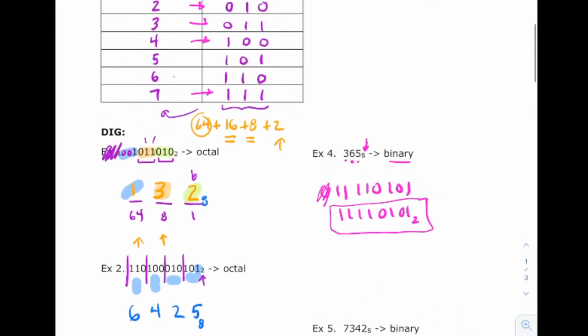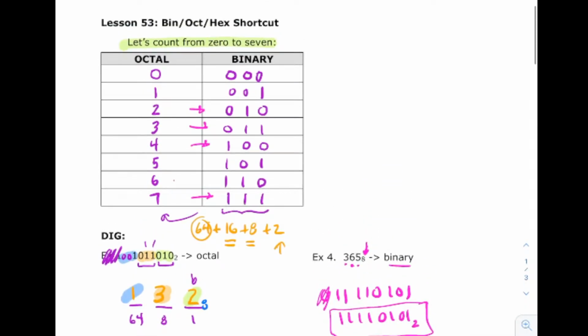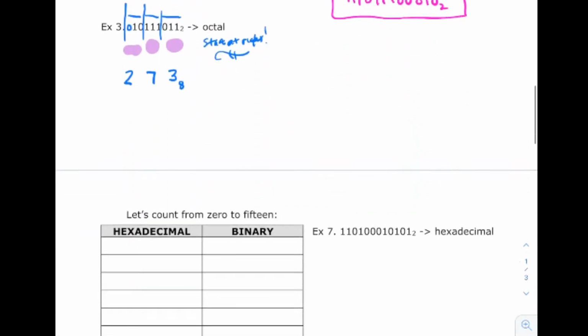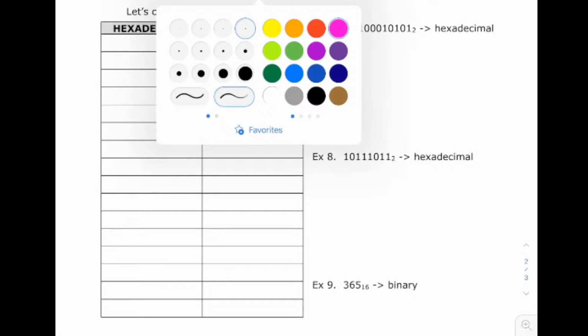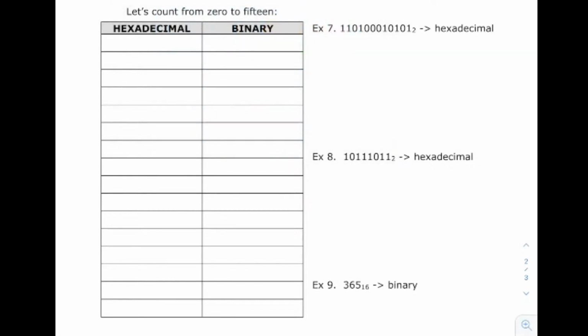Well, if you think that's slick, that you can go from binary to octal, then let's talk about hexadecimal for a little while. Of course, we'll have to count again. Now, counting in hexadecimal, we're going to go up to 15 this time. If you want to go from 0 to 15, you start with 0, 1, 2, 3, 4, 5, 6, 7, 8, 9.